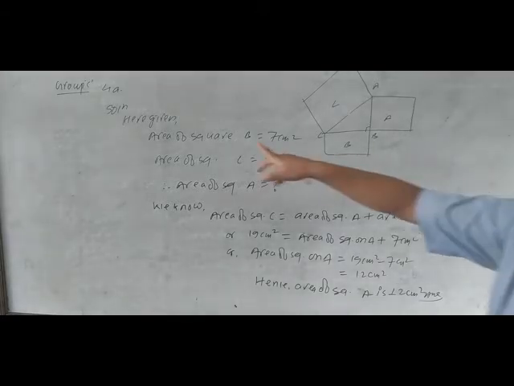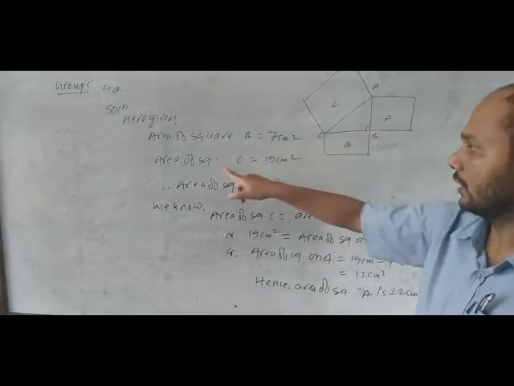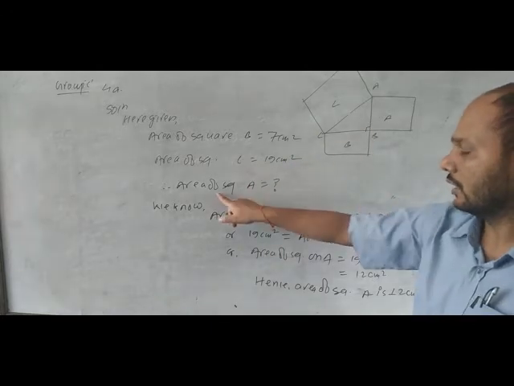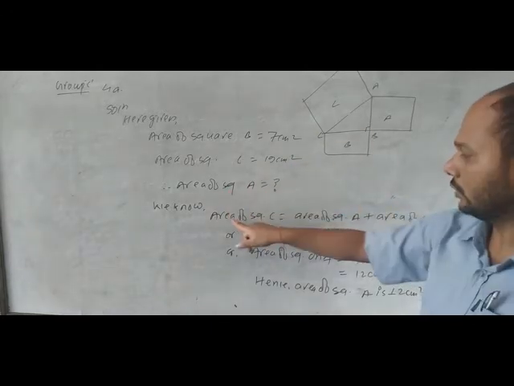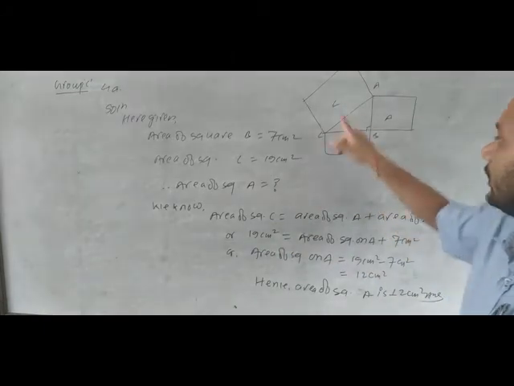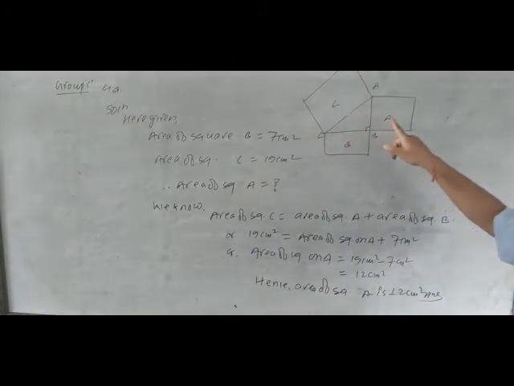All of you match with me. You know how we find? First you write all the given information. Area of a square B 7 cm square, area of a square C 19 cm square, area of a square A is equal to what? We know that area of a square C, area of a square on the hypotenuse is equal to sum of area of a square on perpendicular and base.